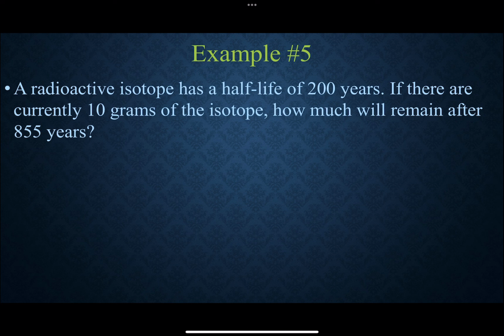So they tell us a radioactive isotope has a half-life of 200 years. They're currently 10 grams. How much will be there after 855 years? So we have to find K first. We're doing ln of a half divided by the half-life time, which is 200 years. That's how long it takes to get to a half-life. So our K is going to come out to be approximately negative 0.00347.